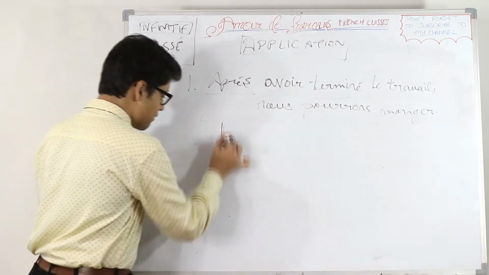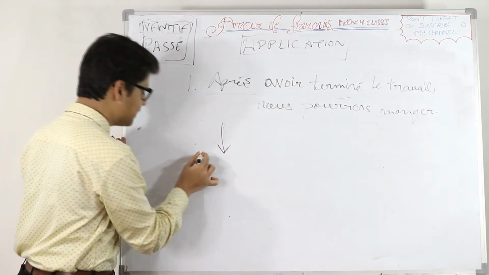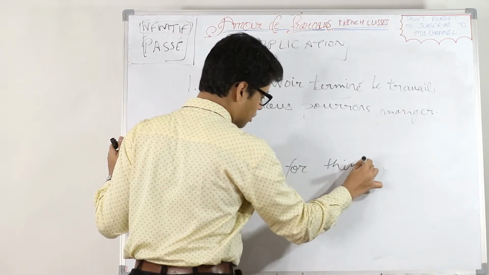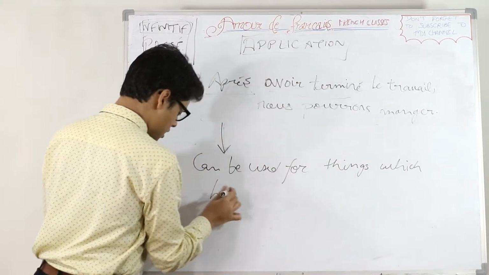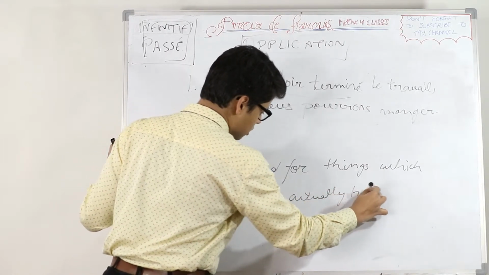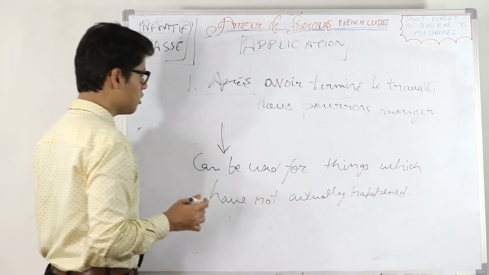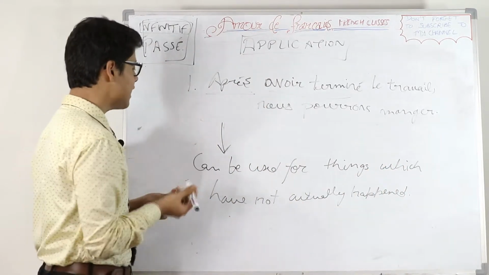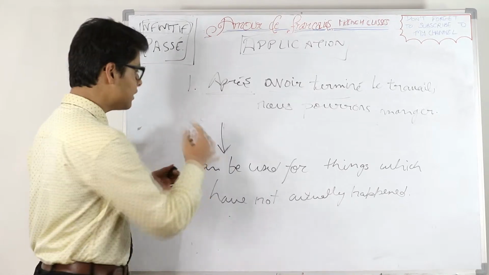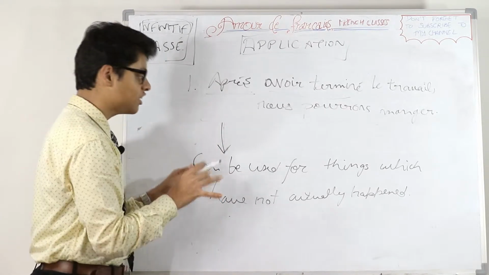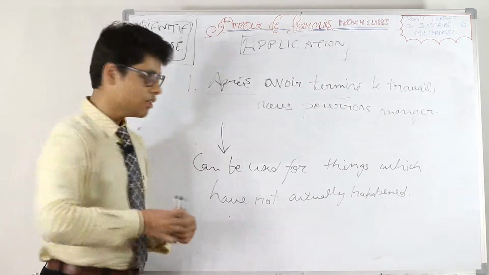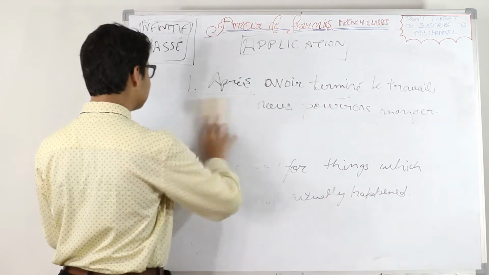So with the same sentence, we come to know one more thing, that the same tense, infinitive passé, can be used for things which have not actually happened. Here, après avoir terminé le travail, nous pourrons manger. We haven't finished the work yet and we are saying we can eat. This hasn't actually happened. So here what to use? Infinitive passé. See, with one example we came to know two uses.